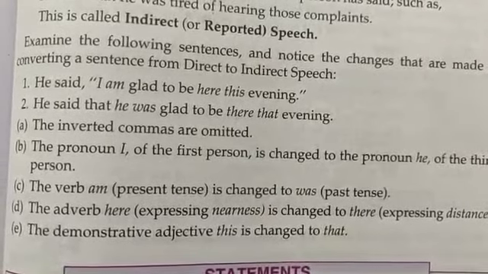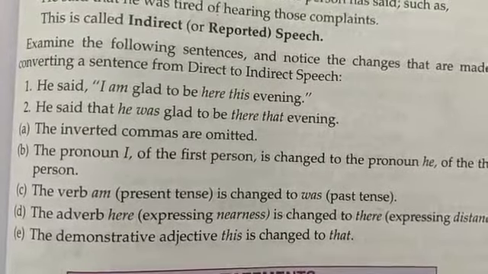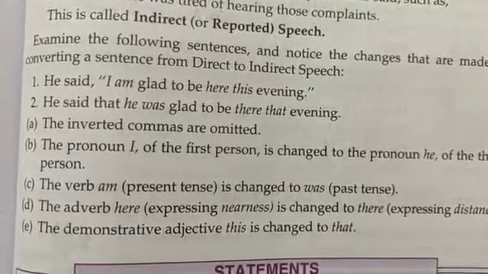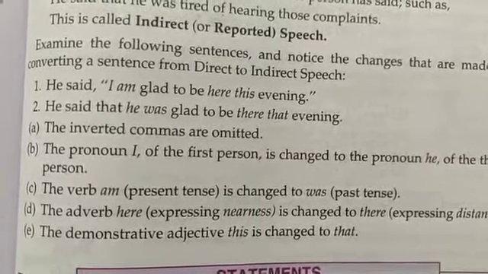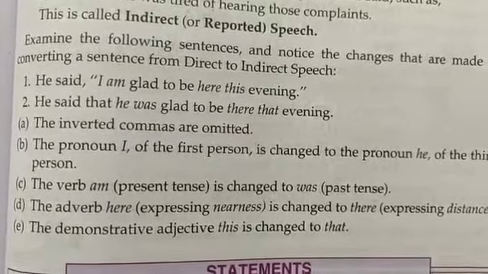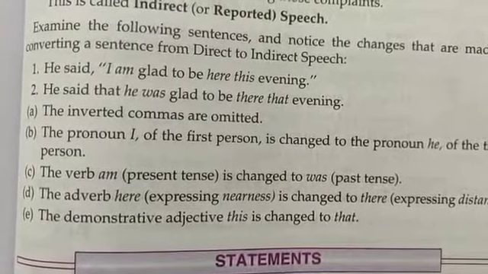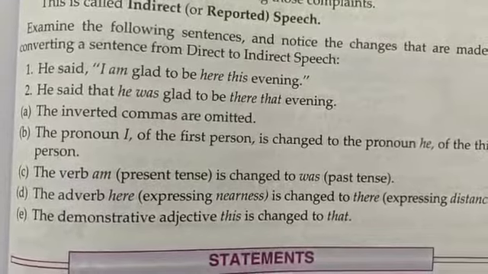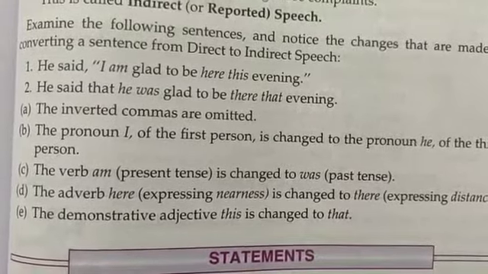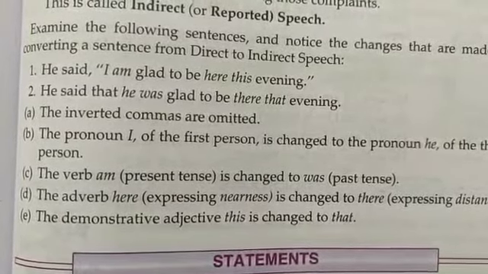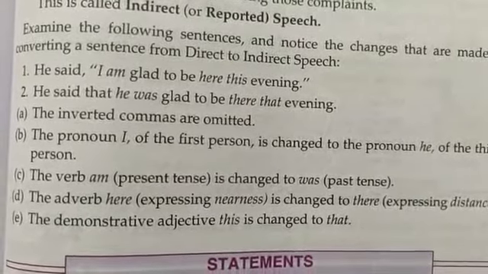When we are changing from direct to indirect or reported speech, the second rule is that the pronoun of the first person is changed to the pronoun of the third person. Third rule, the verb am. After I, the verb am is used, which is in the present tense, and it is changed to was, that is in the past tense. Now, the fourth rule, the adverb here, expressing nearness, is changed to there, expressing distance. Right? Now, the last rule, the demonstrative adjective this is changed to that. Again, this shows nearness and that expresses distance.